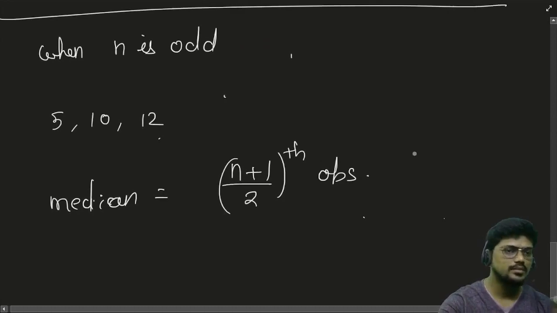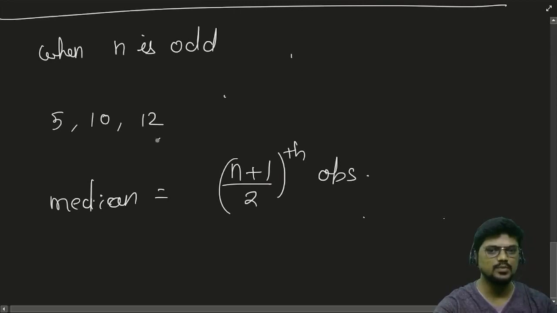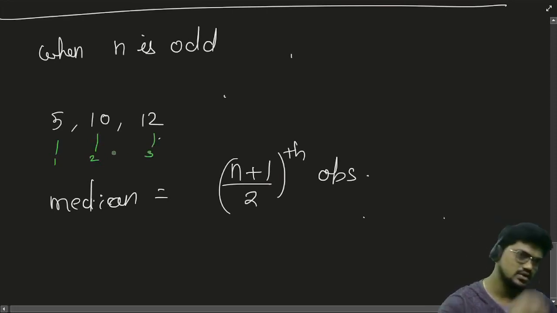That's what your median is. Aditya Verma, did you get it? When it is n plus 1 by 2? Yes, sir. See, how many readings do you have? This is the first reading, this is the second reading, and this is the third reading. You have a total of three readings. So if you put 3 plus 1, that is 4. 4 by 2 is 2. So the second observation will be your median.